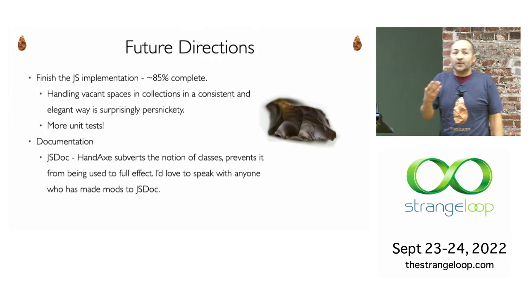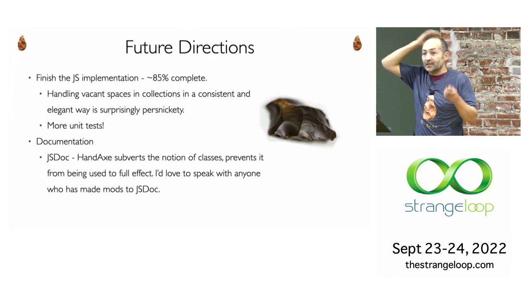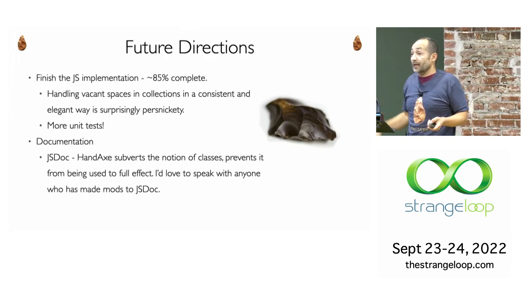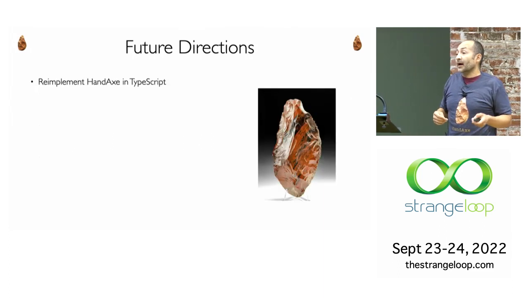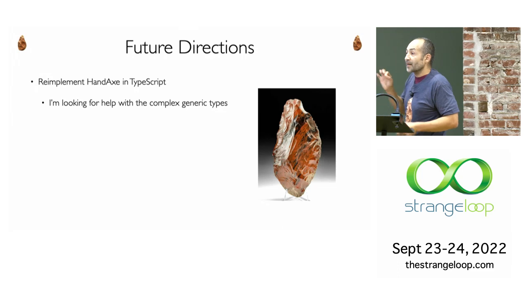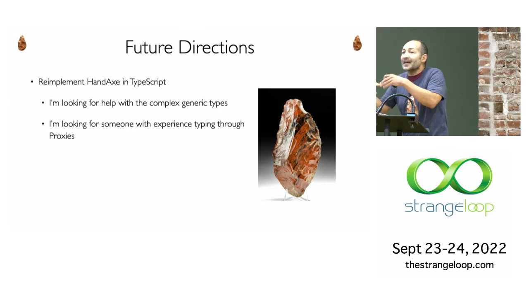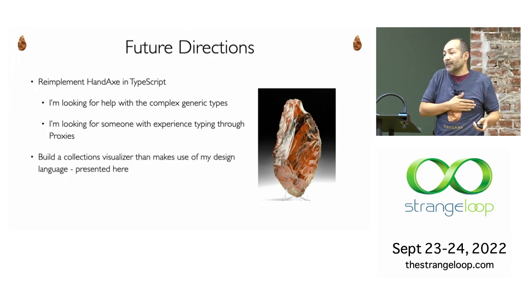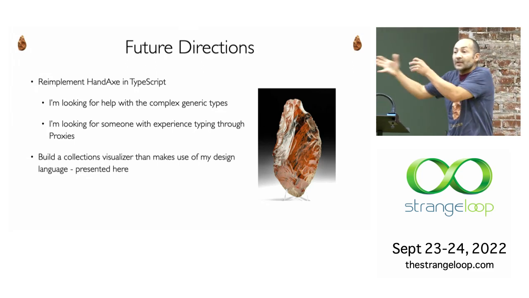Documentation. I really was using JSDoc for documentation, but HandAxe subverts the notion of how classes are figured out by JSDoc. I would love some help from somebody who knows how to do mods on that, if anyone has experience. I'd love to switch to ANTLR for the grammar. We work in TypeScript now. I'd love to re-implement in TypeScript once the JS one is done. But what's daunted me there is the complex generic types and getting types through a proxy. I have a way to do it without a proxy, but I'd prefer to use it. Lastly, well, not lastly, I'd like to make an automatic visualizer for the visual language that you saw earlier.